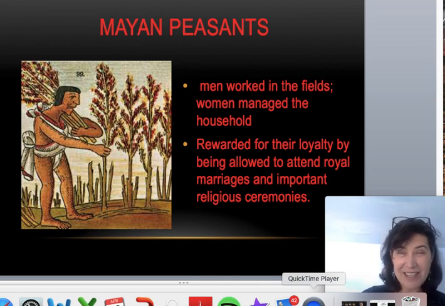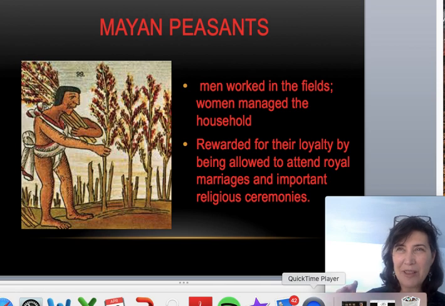In exchange for their toil in the fields, people would be rewarded by being able to attend royal marriages, which would be a huge celebration, and of course, ceremonies that would mark key religious events. The Mayans, with their astronomical observations, correctly predicted all the eclipses and even the arrival of comets, and had an amazing calendar. And so the people would assemble for different times of the year in some of their cities.